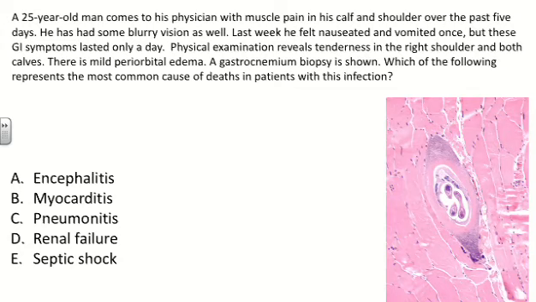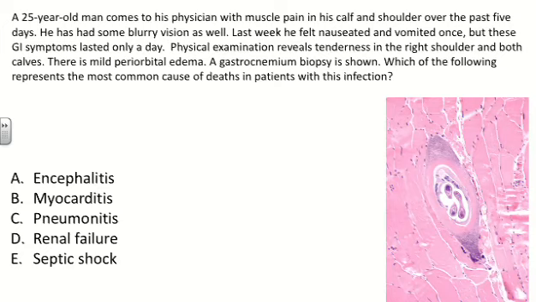We were thinking B, B as in boy? Myocarditis. Good. Yeah. So what is this? The Trichinella spiralis. Yeah, good. So the most common cause of death in these patients is myocarditis. So they can actually get all of these things, really not septic shock that often, but they certainly can get myocarditis.